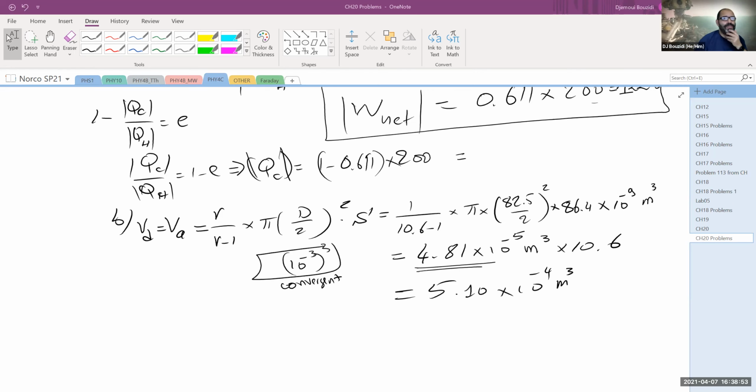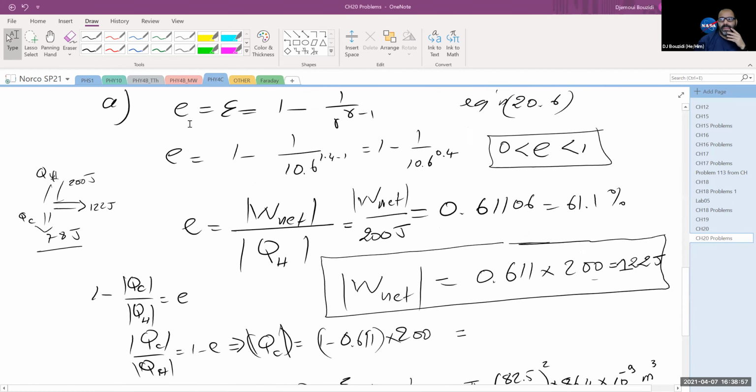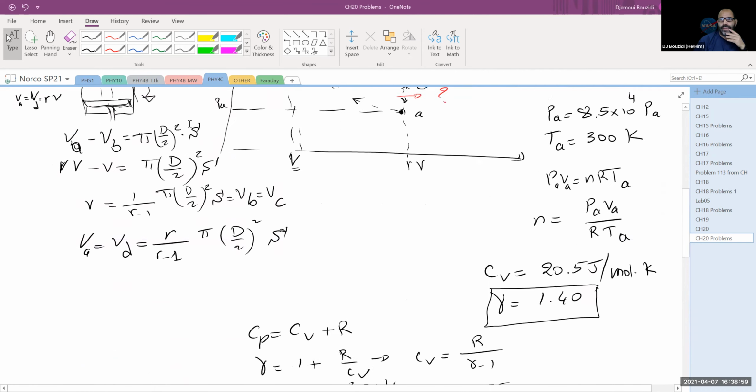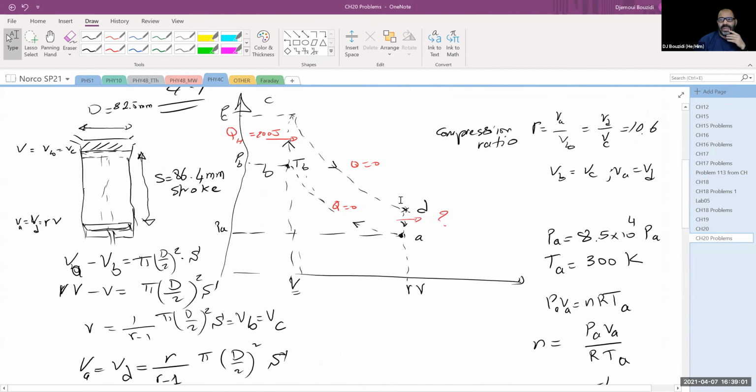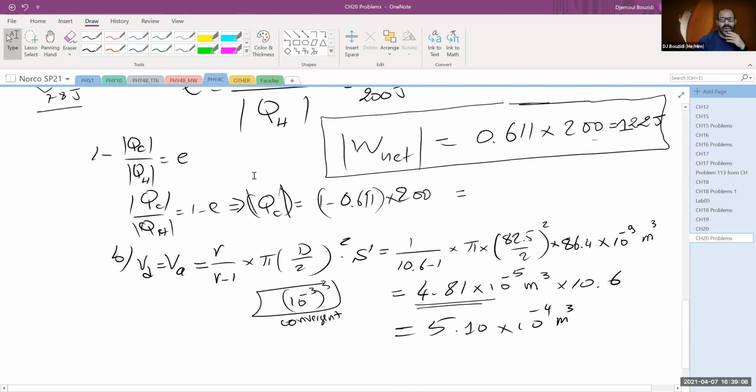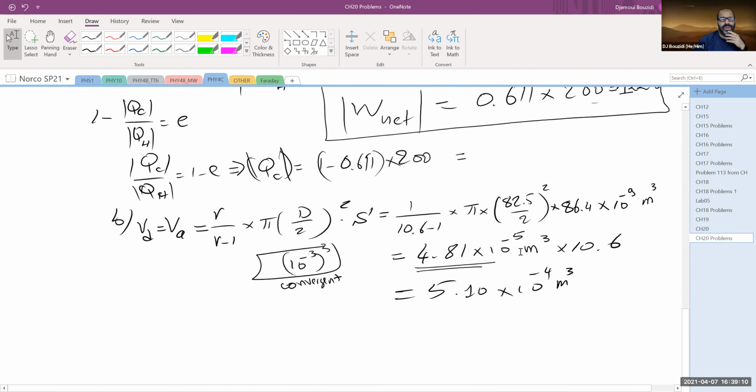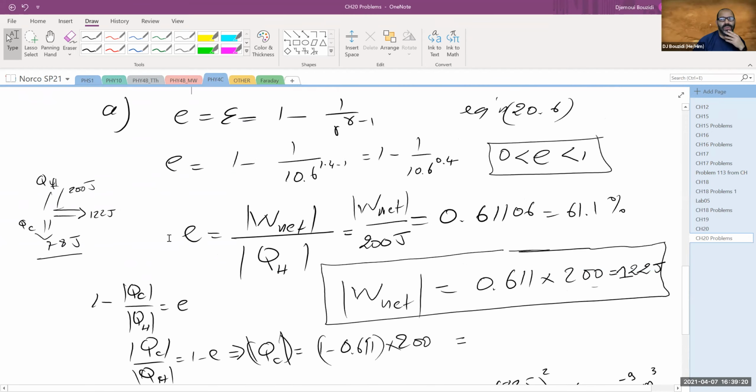So we found the volumes in A and D. Where are they? We found the volumes in A and D, and we accidentally also found the volume in points B and C, because that was this number, 4.8 times 10 to the negative 5. And this volume is roughly 10.6 times more than the other points, A and D. So we have the volumes.